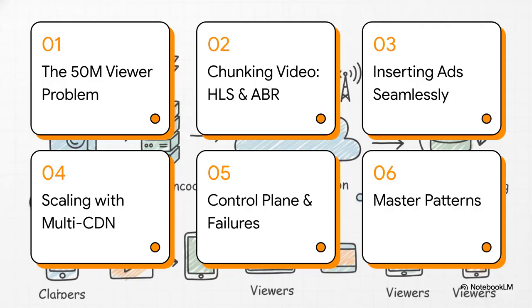Okay, let's dive straight into this. Here is the architectural pipeline we are going to uncover today. Number 1, the 50 million viewer problem. Number 2, chunking video with HLS and ABR. Number 3, inserting ads without glitches. Number 4, scaling delivery via multi-CDN. Number 5, the control plane and handling failures. And finally, number 6, master patterns.